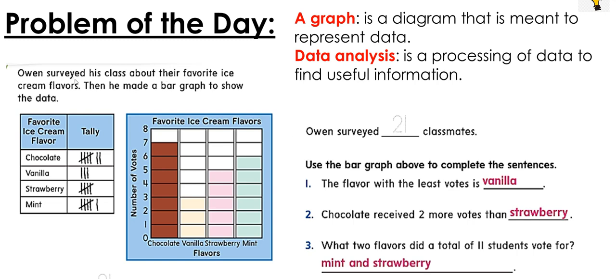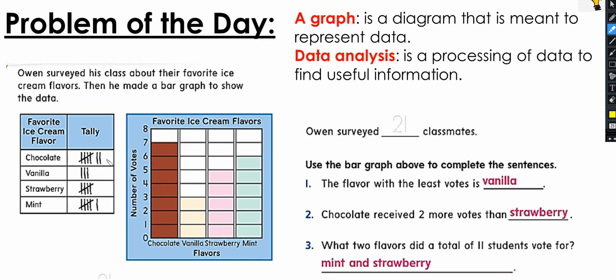Owen, which is a boy, surveyed his class about their favorite ice cream flavors. Then he made a bar graph to show the data. Now, what should be the title? It's right here, favorite ice cream flavors, just as the problem said. He asked people to vote between chocolate, vanilla, strawberry, and mint. And then he got all this information, all this data. So now he's going to use this information to make his bar graph. Which is your favorite ice cream? Mine is strawberry.